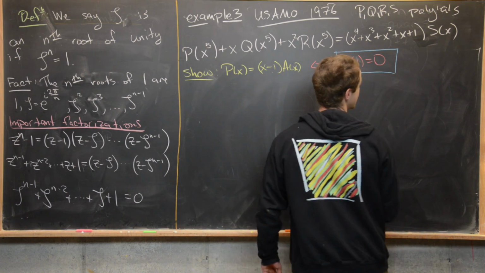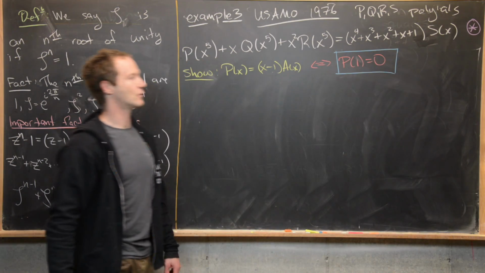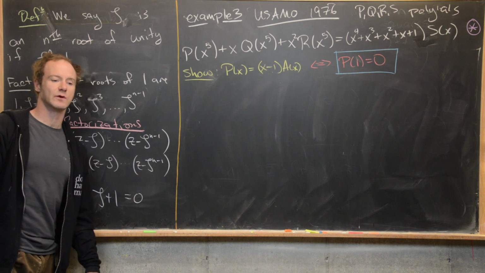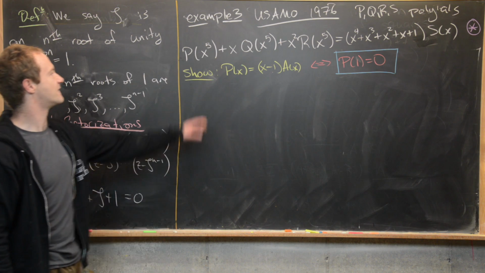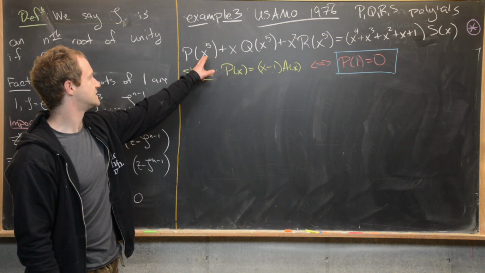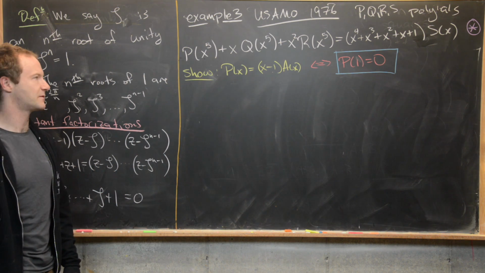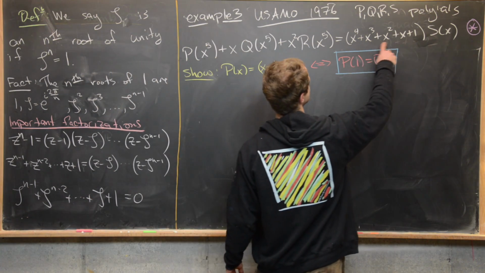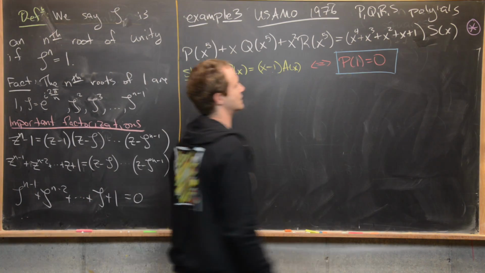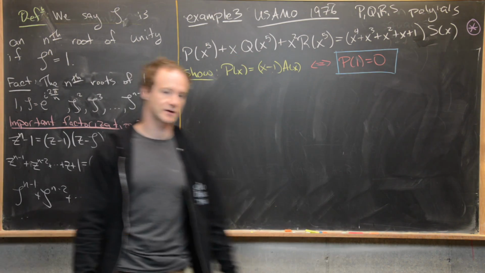So how we're going to do this is we're going to take this starred equation and we're going to evaluate this starred equation at all of the roots of unity. And which roots of unity? Well, the fifth roots of unity, because notice we've got an x to the fifth here. So any fifth root of unity to the fifth power is going to be 1. And then any fifth root of unity put into this polynomial right here is going to be equal to 0 by this observation down here.